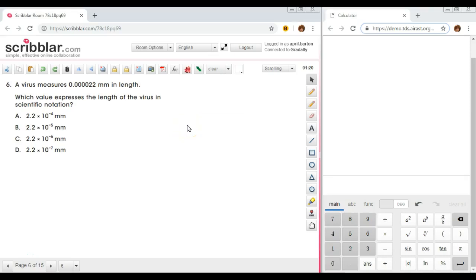This video will be about problems 6 through 9 from the 2009 released Math OGT. Problem 6 says a virus measures 0.000022 millimeters in length. Which value expresses the length of the virus in scientific notation?